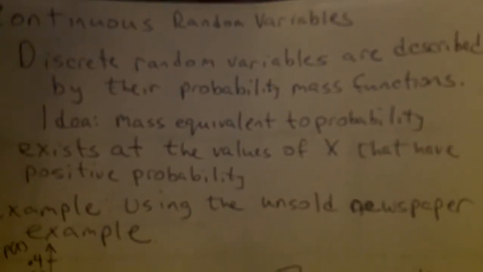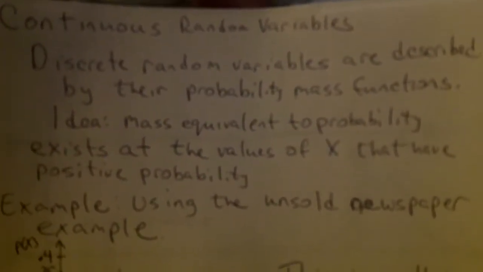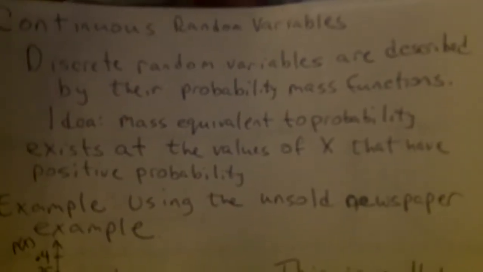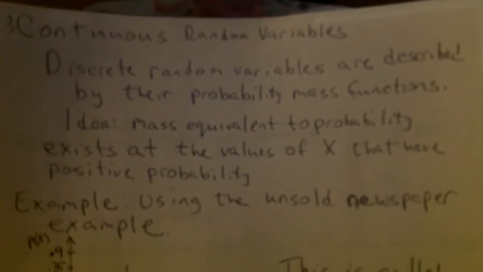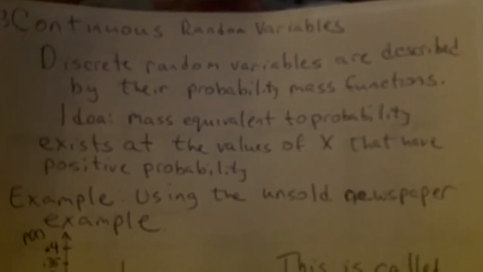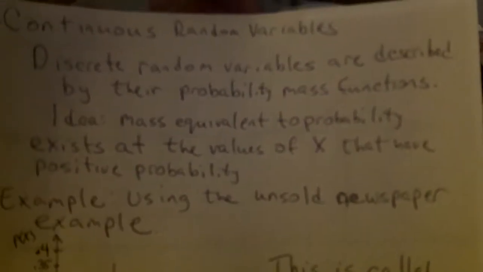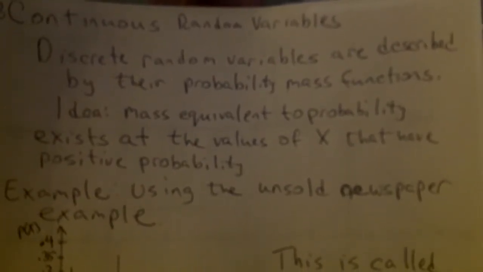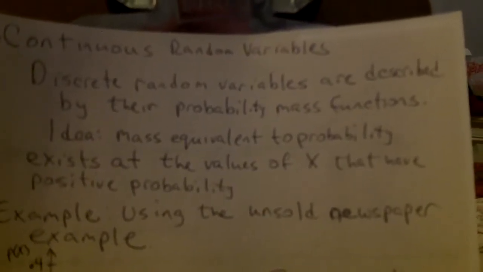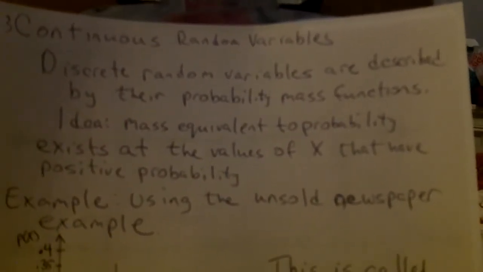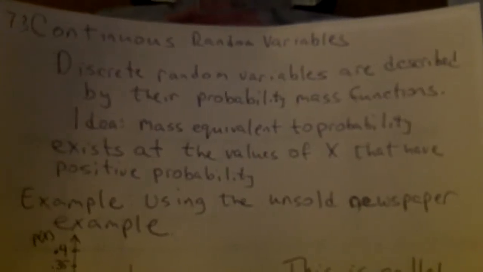Anyway, so we've got section 7.3 about continuous random variables. The major difference between discrete and continuous random variables, besides the set of values that occur, is how their probability is spread out and how it's described. In the case of discrete random variables, we talk about something called a probability mass function.